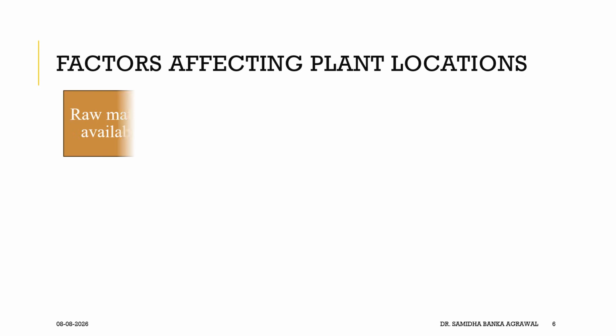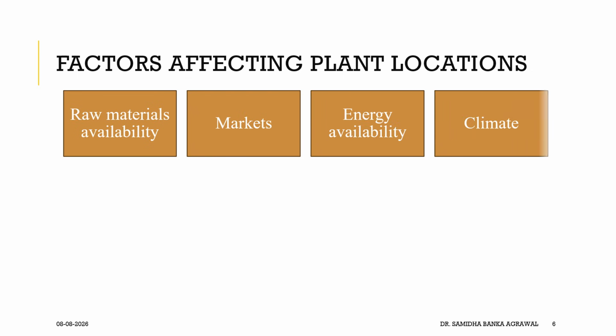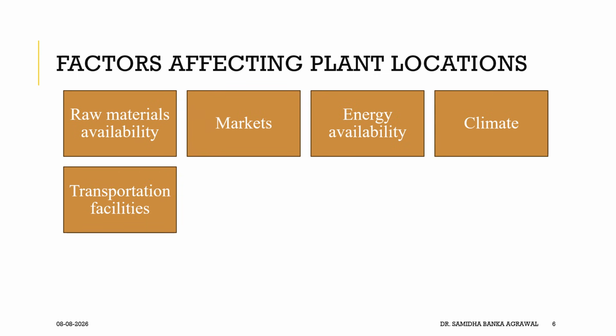The primary factors include availability of raw materials, market, transportation, energy availability, climate, and water supply. So these are the basic primary six, along with labor supplies also, but these are the six primary factors that have to be considered.